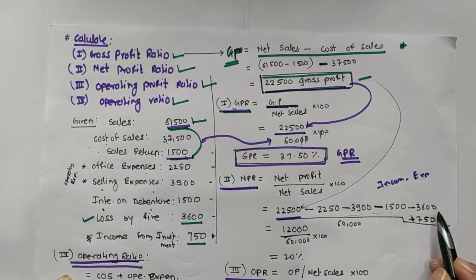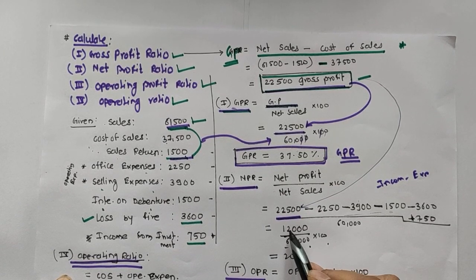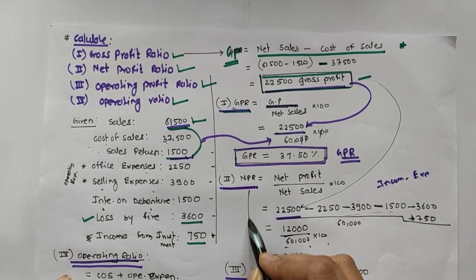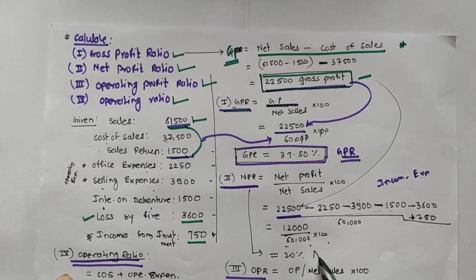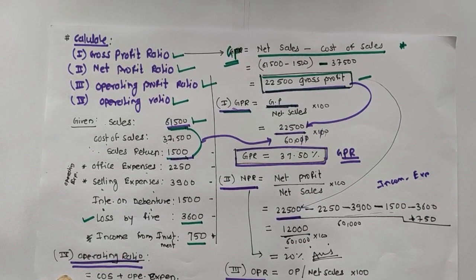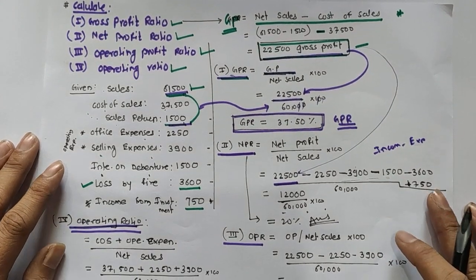So when you solve this you will get 12,000 divided by 60,000 into 100. So 12 fives are 60, so you will get 1 by 5 into 100. So it is the net profit ratio, it is 20%. That is your answer, right? So we will move to the next.